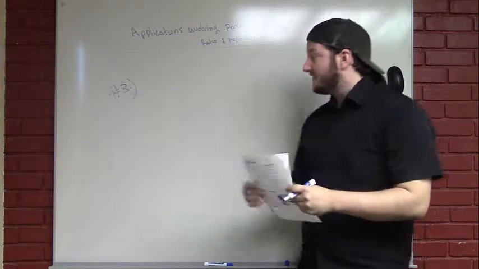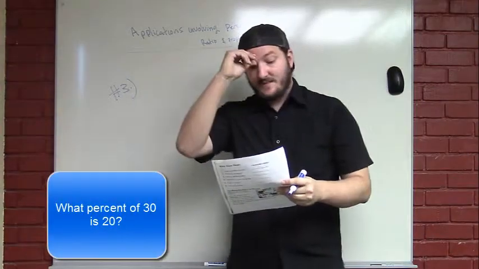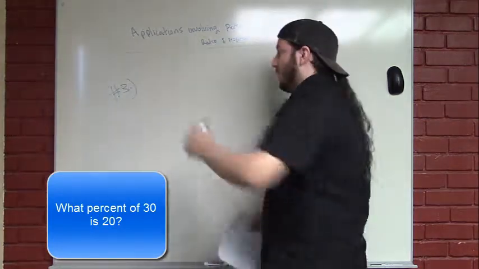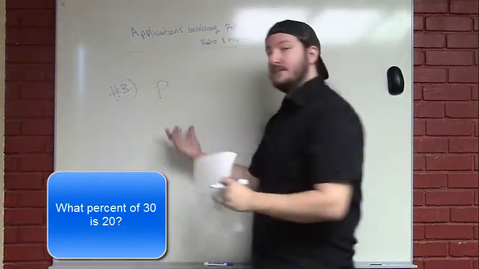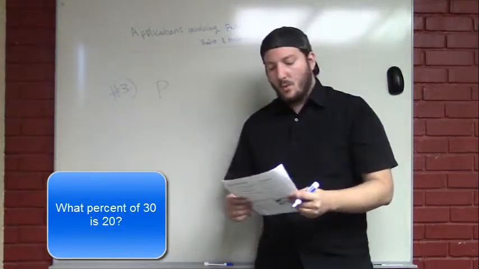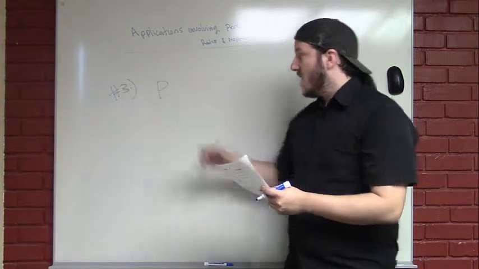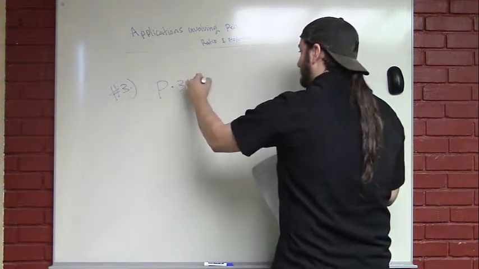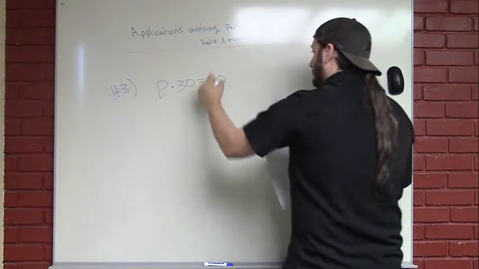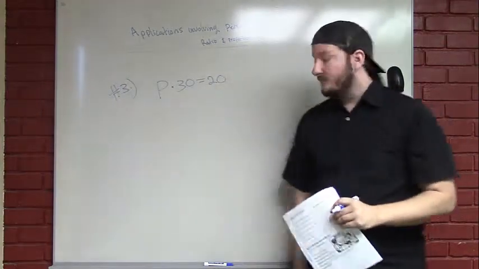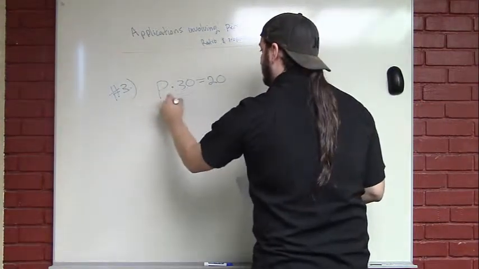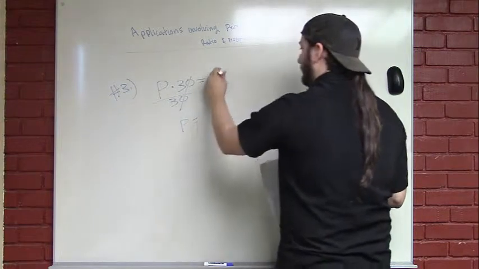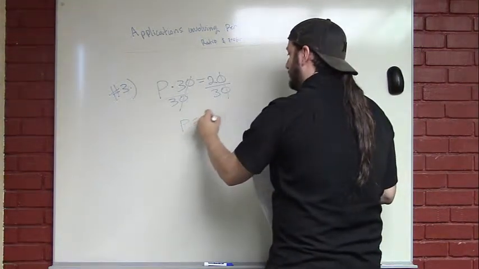Now the next one, it says, what percent of 30 is 20? So what percent, I'm going to call percent, in this case P, you can call it x, you can call it whatever you want. What percent of, times, 30 is 20? And you just solve for that guy. So divide both sides by 30. P is going to equal, you can cross those zeros off, 2 over 3.